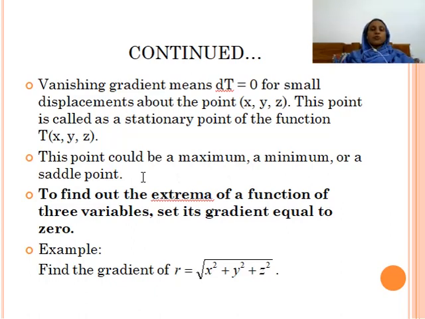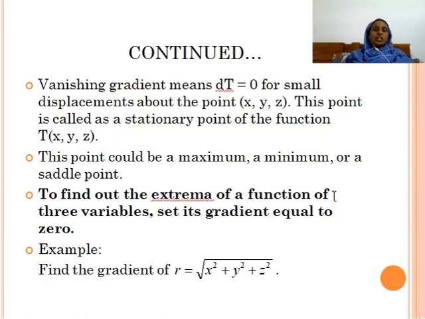So in order to find the extrema of a function of three variables, you have to set its gradient equal to 0. Remember this. If you want to find the extrema, which can be maxima, minima or saddle point, of a function of three variables, you set its gradient equal to 0. This gives you its extrema. Extrema means maxima, minima or saddle point.